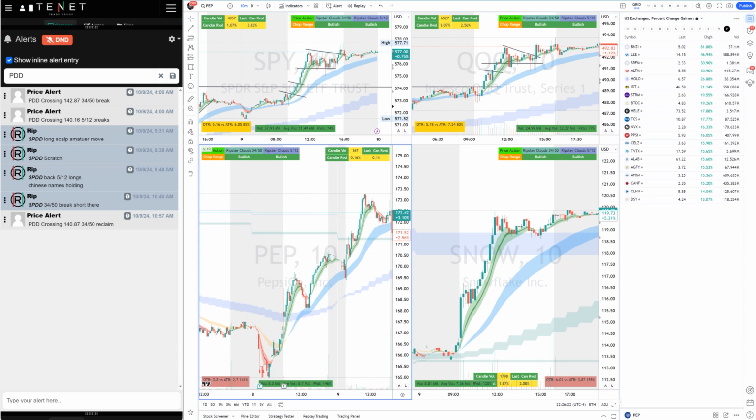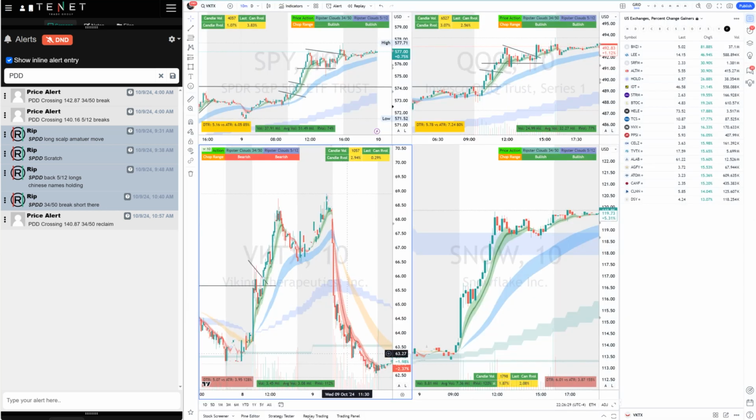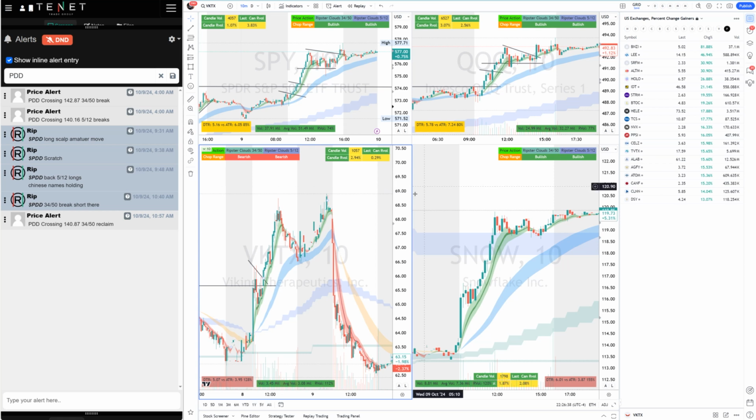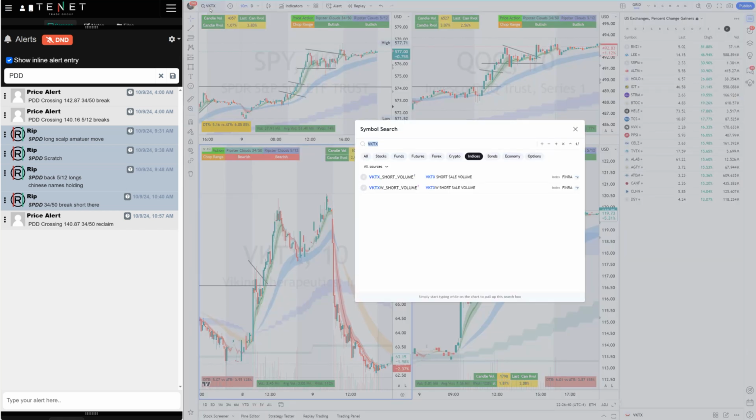So let's see which other one was there. Yeah, there was VKTX. Today was VKTX short, 34/50 breaks. That's why we have them as day 2, day 3 setups. So on day 2, day 3 setups, 67.3, you short under those levels. There were many other plays as well.